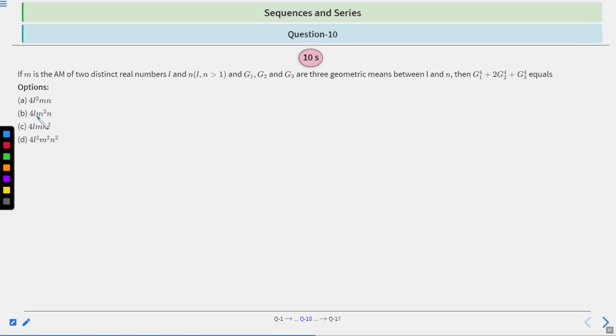Let's move to question number 10. If m is the arithmetic mean of two distinct real numbers, L and n, Ln greater than 1, and G1, G2, and G3 are the three geometric means between L and n, then G1 power 4 plus 2 G2 power 4 plus G3 power 4 is equal to. So let's move to the solution part after 10 seconds.